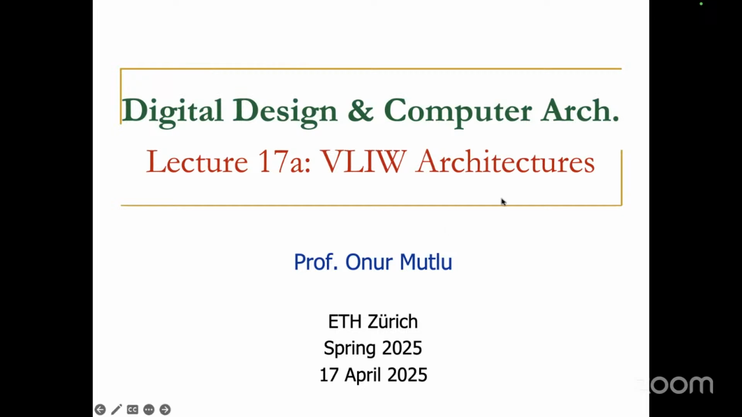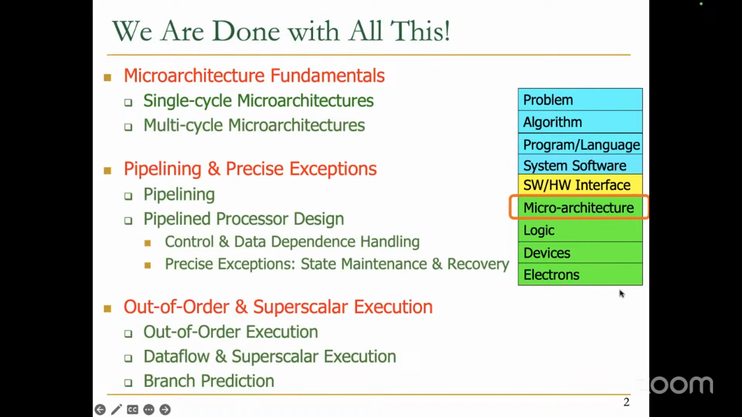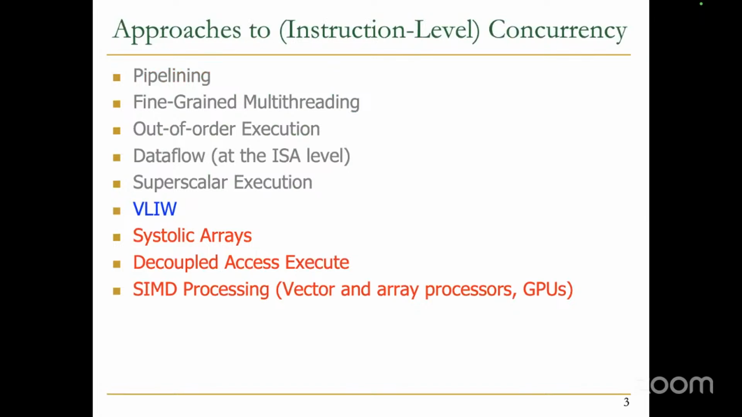Okay, so VLIW architectures. So this is where we are. We are covering a lot of microarchitecture, but today actually we're going to cover not just microarchitecture, but also some hardware-software interface, which is the execution model. And we've covered a lot of approaches to getting more concurrency out of programs. And I'm going to start actually by giving an overview of superscalar execution, because superscalar execution is a paradigm that's very hardware-oriented. VLIW is going to be a paradigm that's very software-oriented.